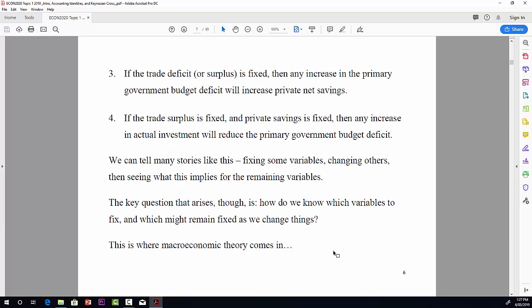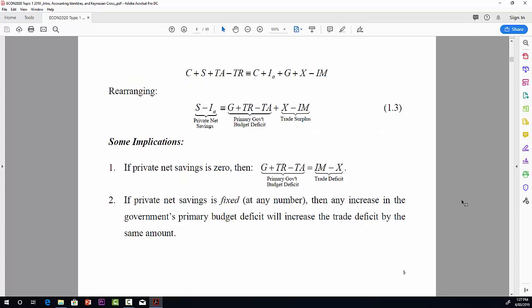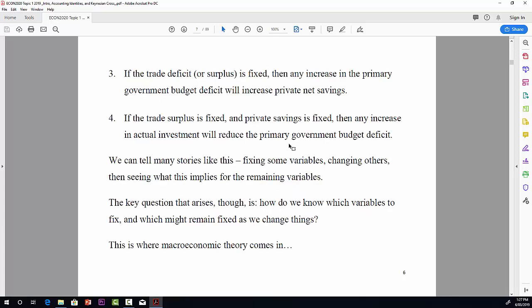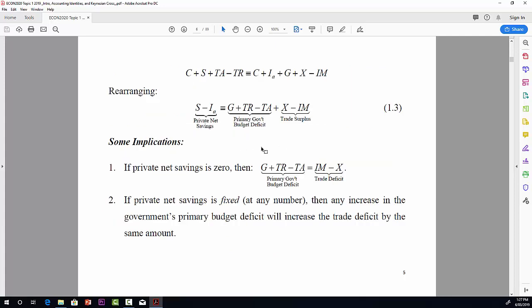But also, we could interpret this differently. I'll just go back to that equation again. Suppose the trade deficit is fixed, or the trade surplus is fixed, then any increase in the primary budget deficit will necessarily increase private net savings. Again, looking at this equation, if we hold this fixed and we increase this, then it must be that this goes up as well. So an increase in the primary government budget deficit will actually increase private net savings according to this equation.